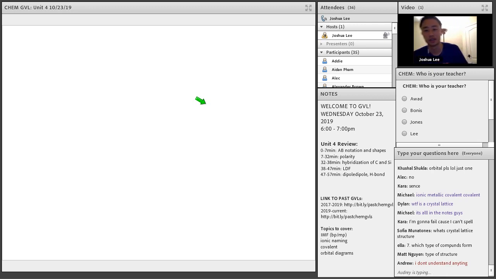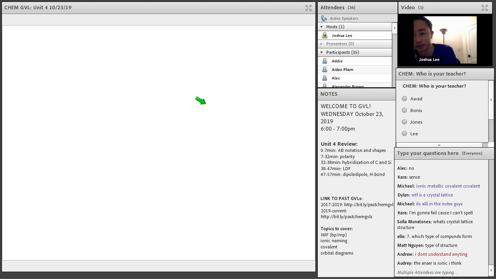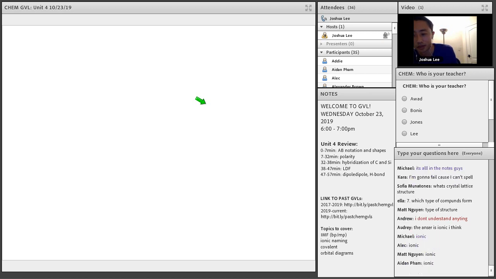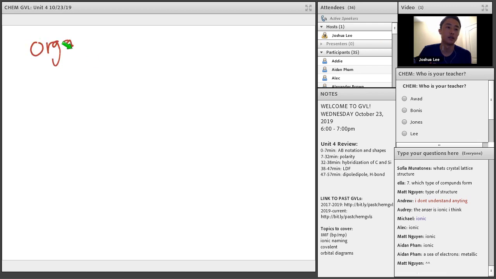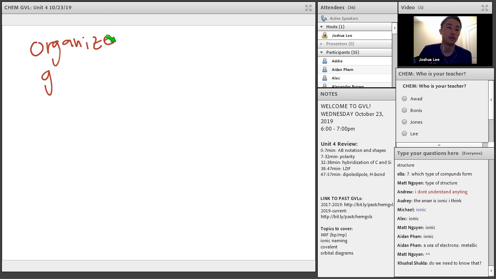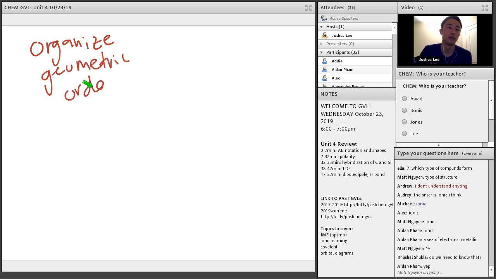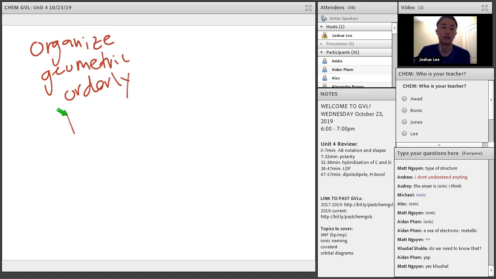What's crystal lattice structure? Question 7. Which type of compounds form this type of structure? Ionic. Yeah, it's ionic. Crystal lattice structure looks like this. Basically, what crystal lattice is, it's actually in the notes, like Michael said. Crystal lattice is an organized, geometric, orderly pattern of ions, essentially.